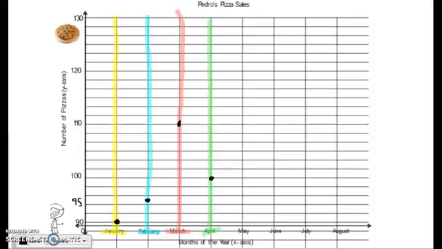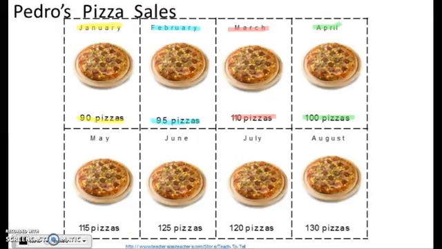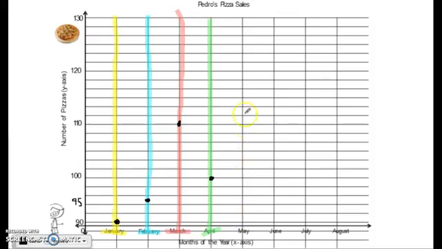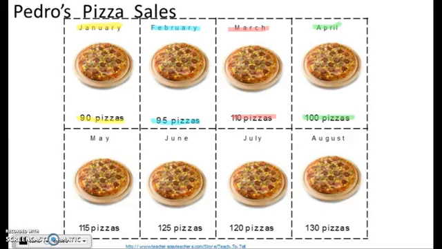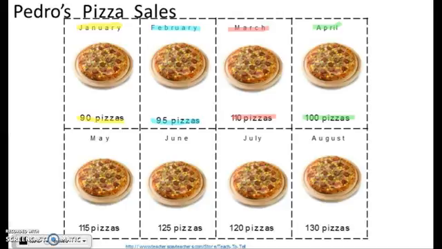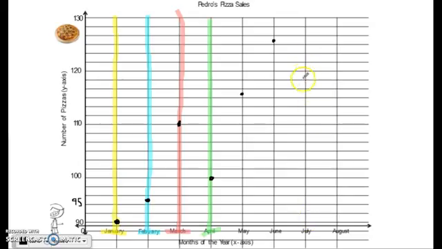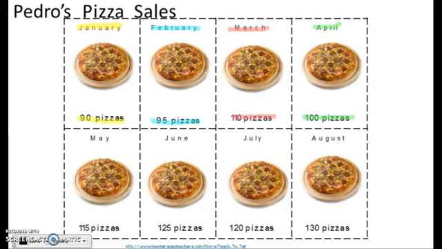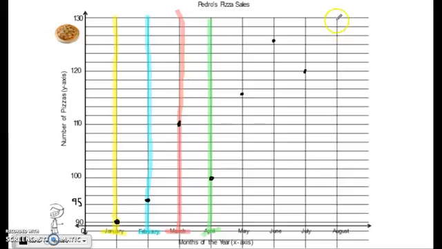Now, by this time, hopefully you're getting the idea. So in May, 115 pizzas were sold. That's halfway between 110 and 120, so we're going to put that point here. In June, 125 pizzas were sold, so we'll put that halfway between 120 and 130, like that. July, 120 pizzas, so here's July, 120. August, 130 pizzas. So here's August all the way to the top.